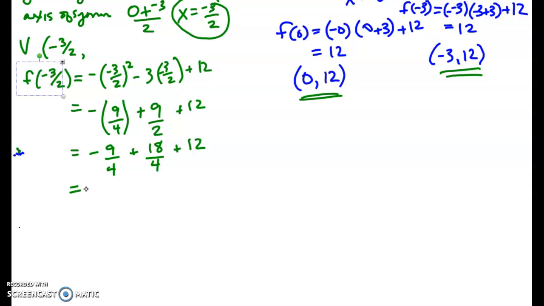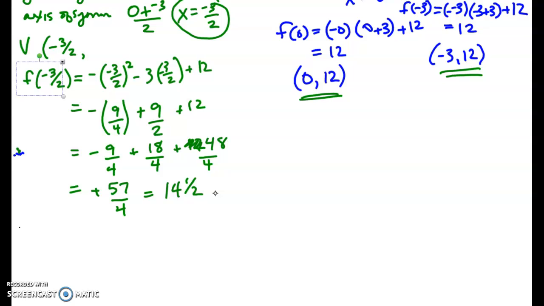Okay, and now let's make sure too that we're writing, actually I'm going to go back and write 12 as 48 over 4. So we see that 48 over 4 is the same as 12. Okay, now if we add all those together, we get positive 57 fourths, which is 14 1/4 when I turn it into mixed fractions.